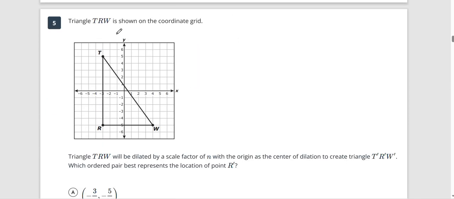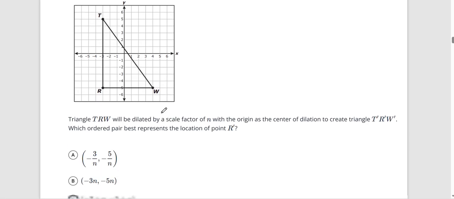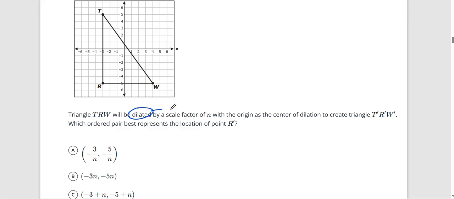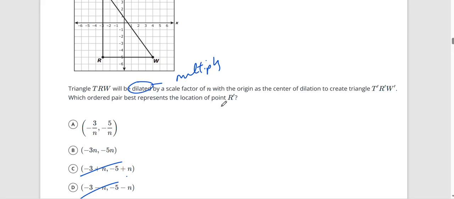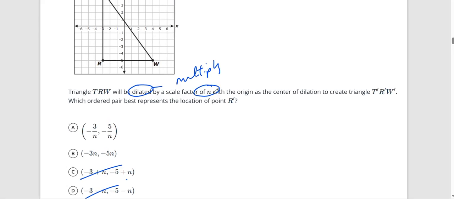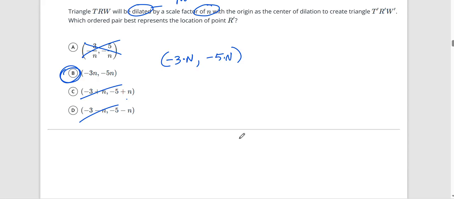Time out. Okay, next one, triangle TRW is shown. Is dilated. It means to multiply. Multiply. Okay, multiplication. This is not multiplication. That one, not multiplication. They want to multiply scale factor of n. They want to multiply, guys, by n without even reading over here. This is not multiplication. It's dividing by n, multiplying by n. See, it's negative. So the point is this, negative 3, and they're times n. The coordinate negative 5 times n. That's it. Easy.